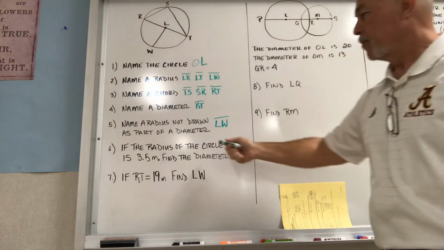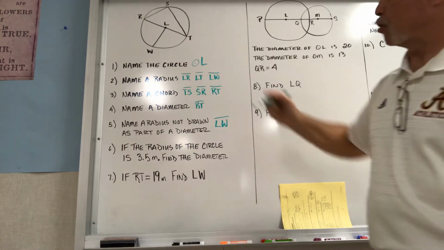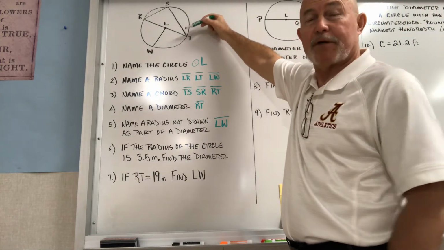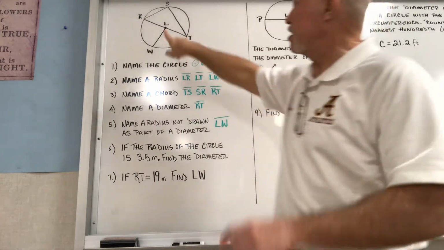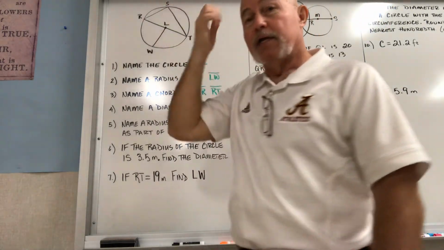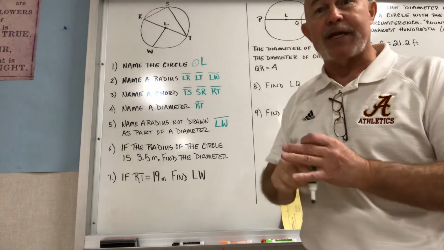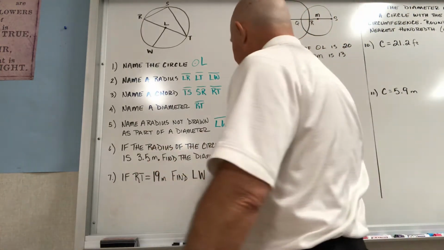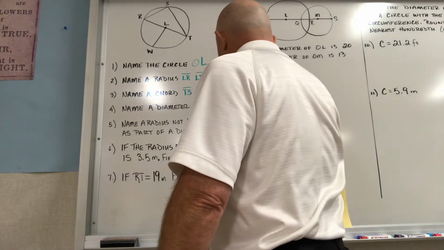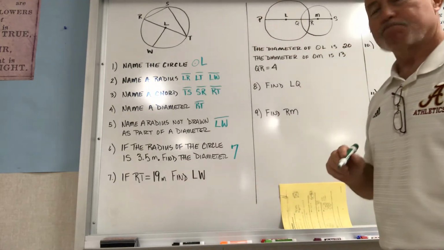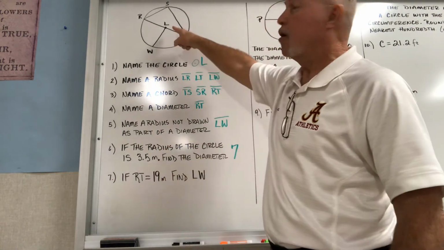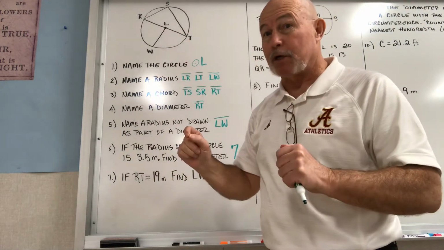Now, if the radius of the circle is 3.5, what's the diameter? Diameter consists of 2 radii. So 2 times the length of a radius is the diameter. 2 times 3.5 is 7.